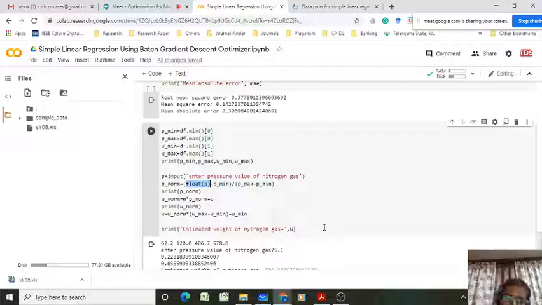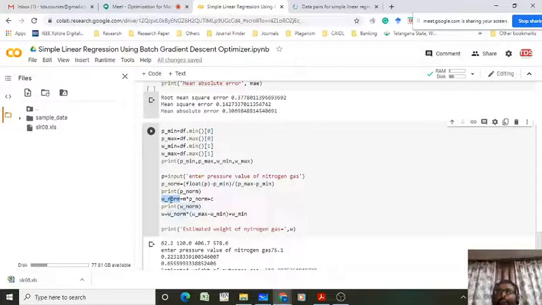Typecasting. Yes, it is typecasting, because we are using the input command here. Once the user enters the data, the variable p will take the data as a string. So you have to convert it to float. So I'm typecasting here. Now it is a normalized pressure value. Now pass the normalized pressure value to your model mx plus c. Now you get the normalized weight value.